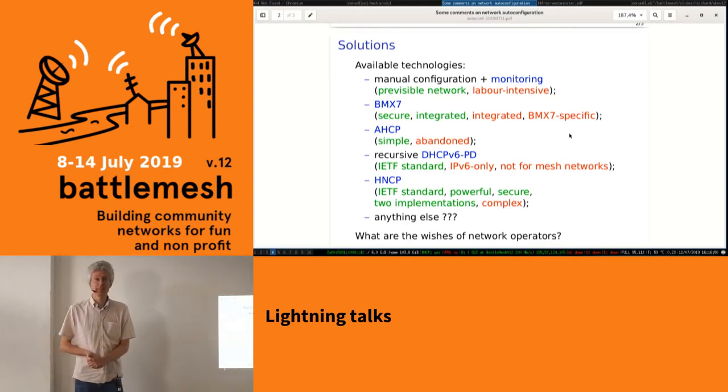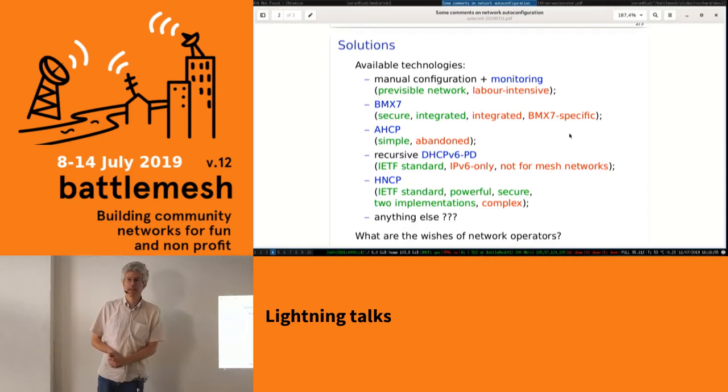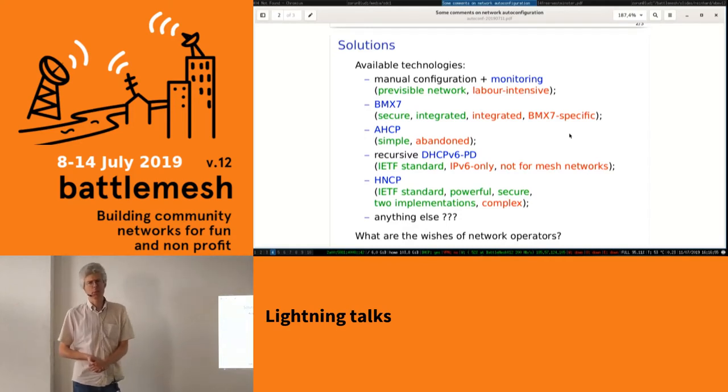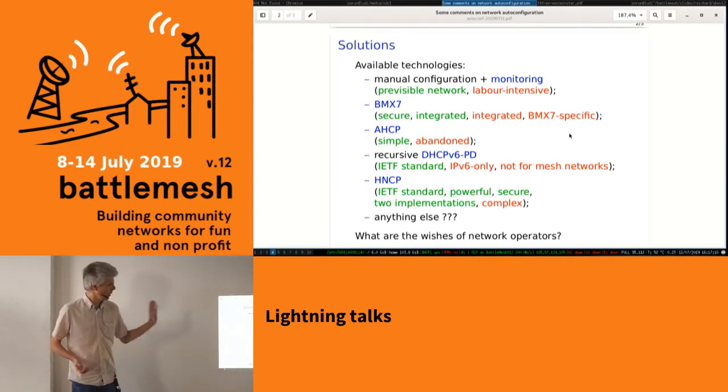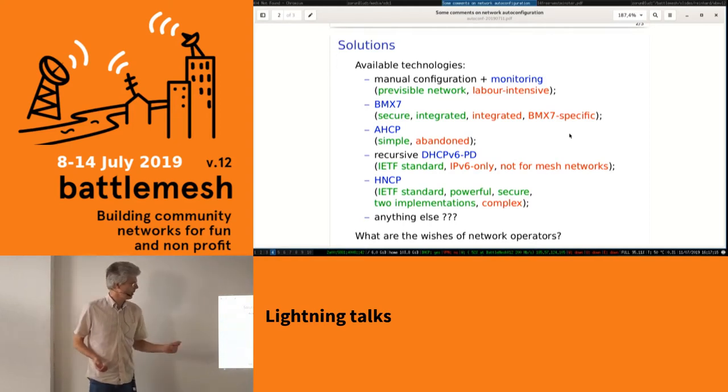Have done some amazing work on HNCP, and HNCP grew a lot from the initial design because it was being done at the IETF. And when you do things at the IETF, you have random people coming in and saying, but it doesn't solve my use case. Still, it works beautifully well. It's an IETF standard. It's powerful. It's secure. There are two independent implementations, which means that you can re-implement it from the spec. It is, unfortunately, a little bit complex.